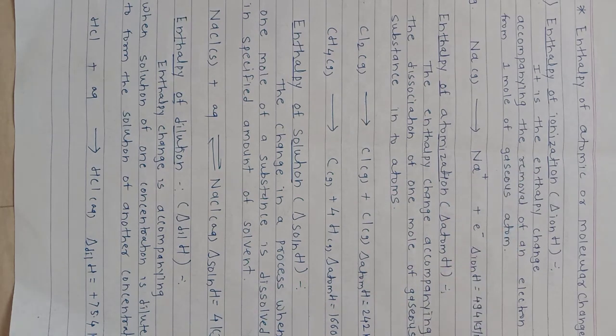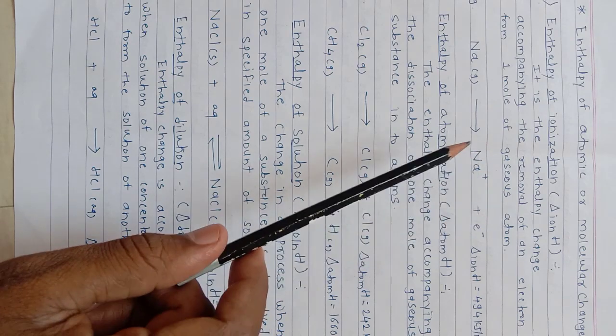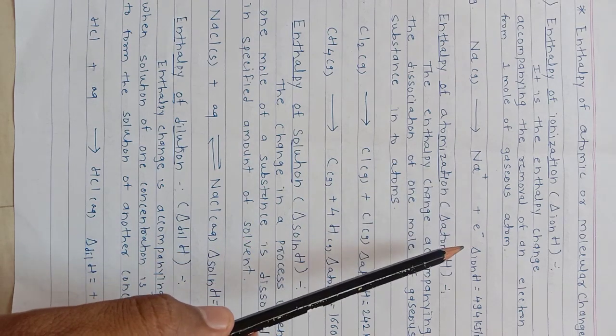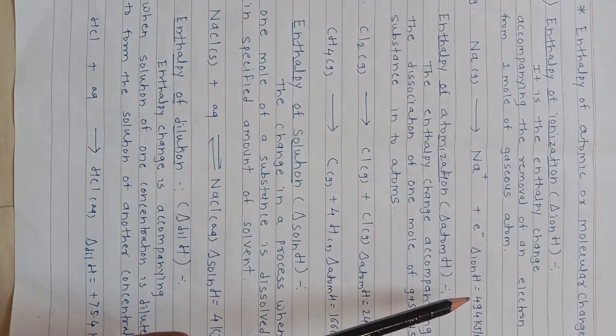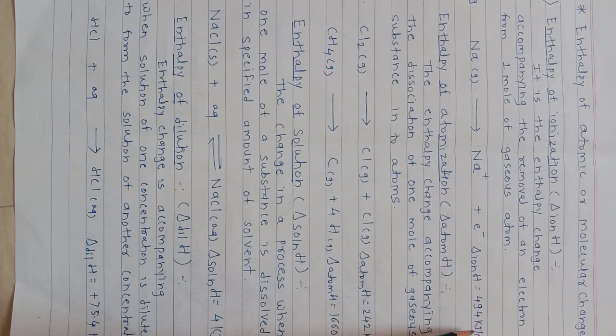It is the enthalpy change accompanied by removal of an electron from one mole of gaseous atom, which is called enthalpy of ionization. For example, sodium in the gaseous state: removal of one electron from sodium Na gives Na plus, because of the loss of electron. Delta ionization H requires 494 kilojoule per mole enthalpy. That is nothing but the enthalpy of ionization. Change in enthalpy is 494 kilojoule per mole.